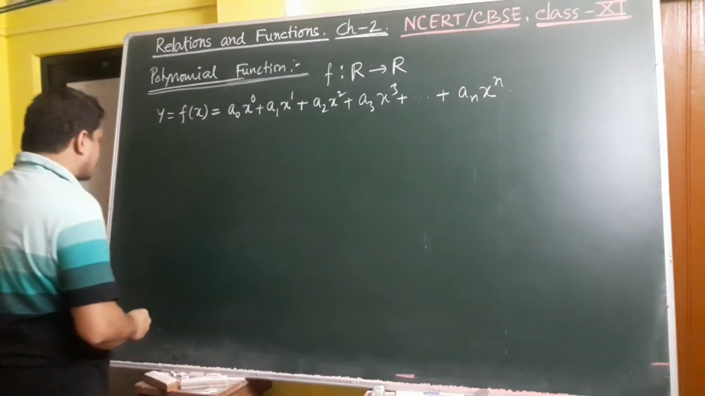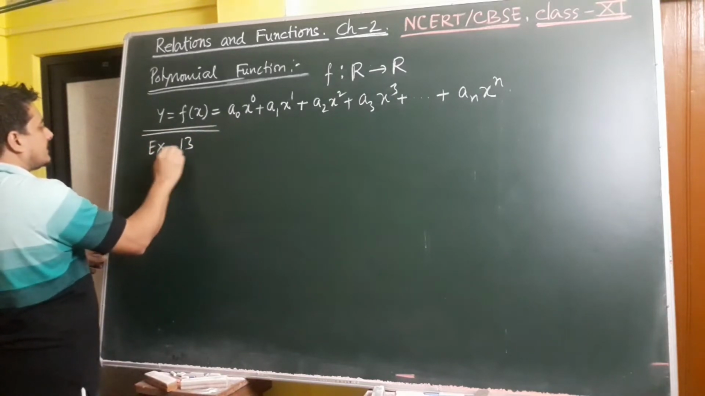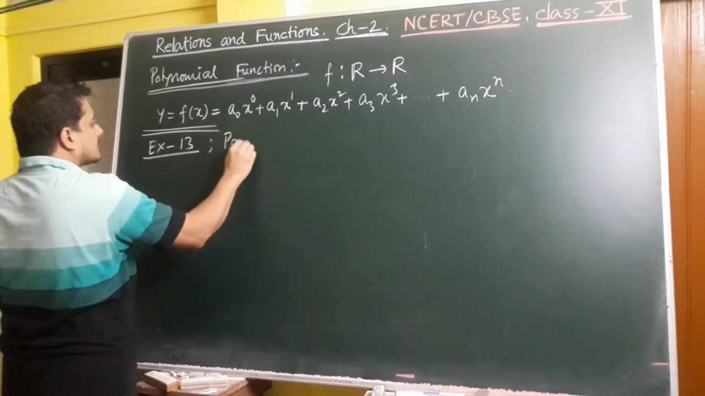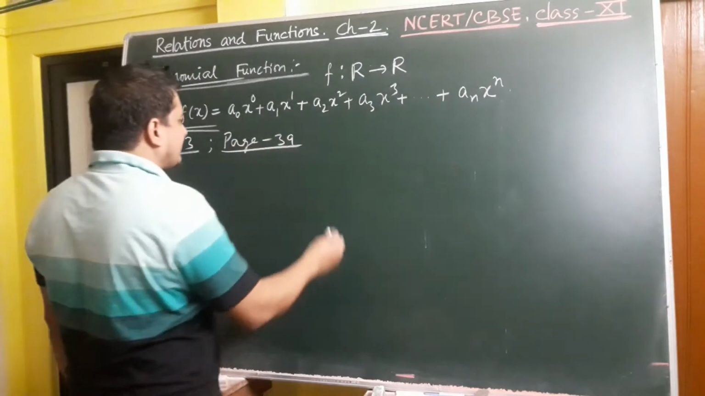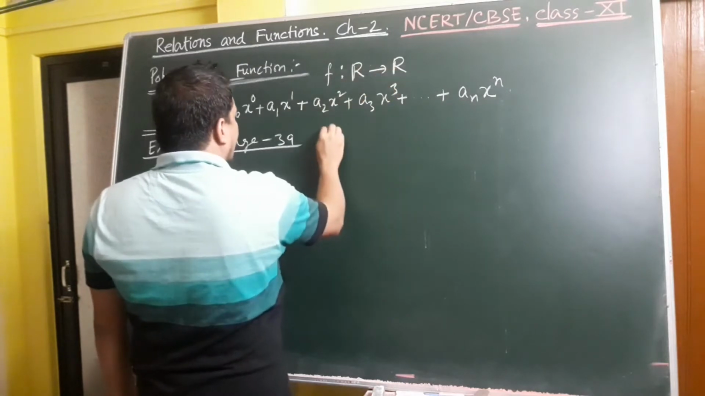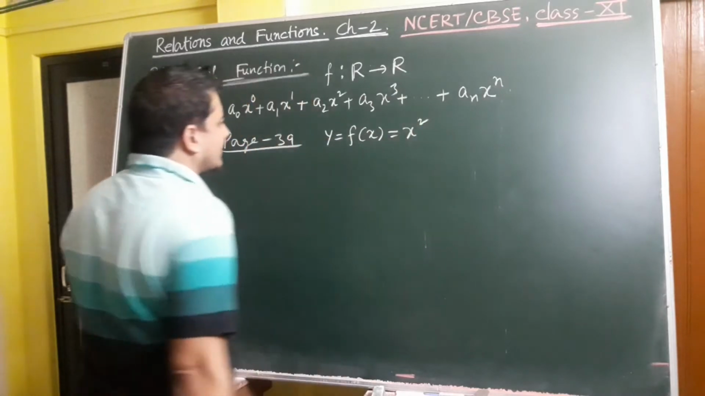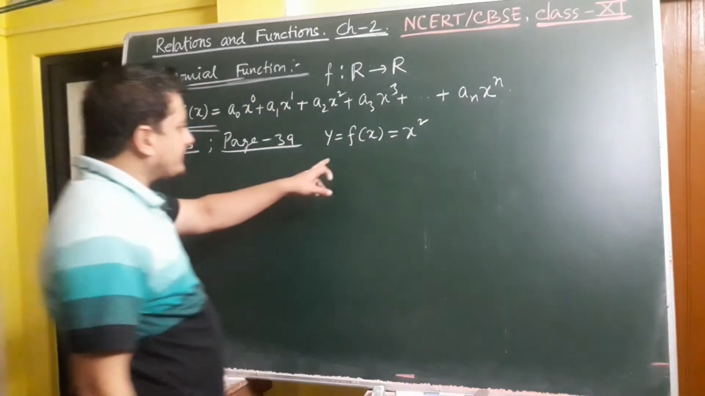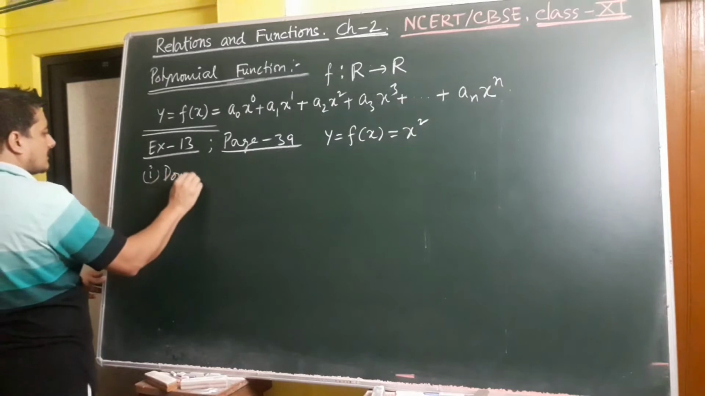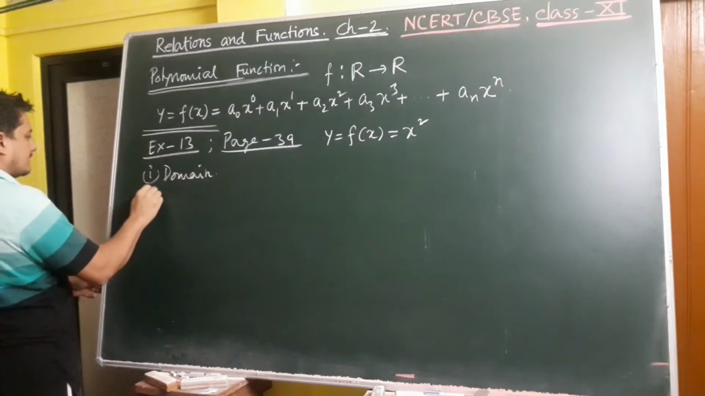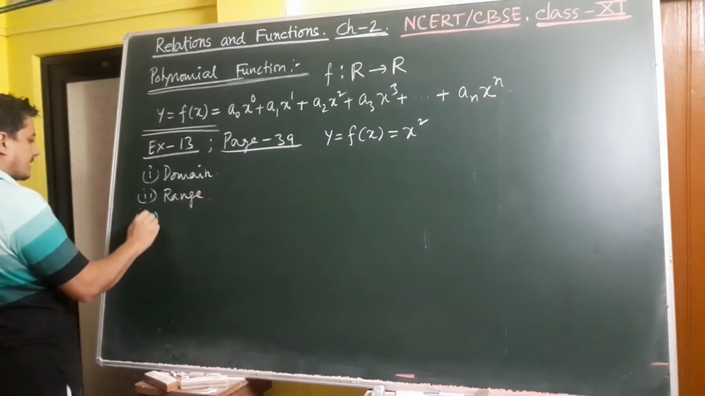So I take here example 13, page 39. The equation that they have given is any function from R to R, and the equation is y = f(x) = x square. Now you have to find three things: first the domain, then the range, then you have to draw the graph.